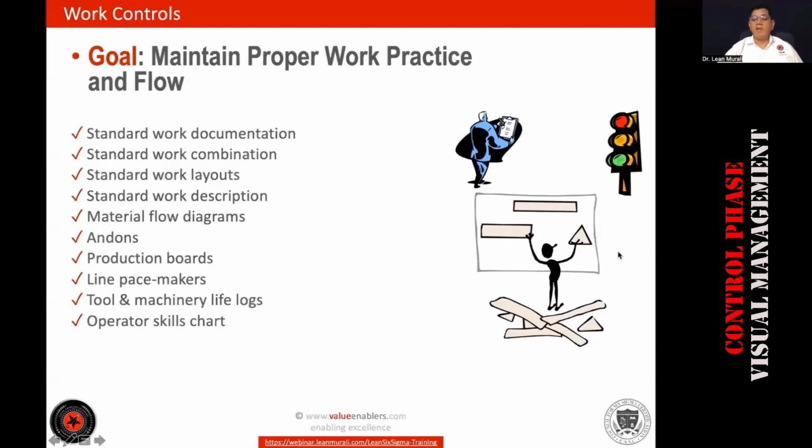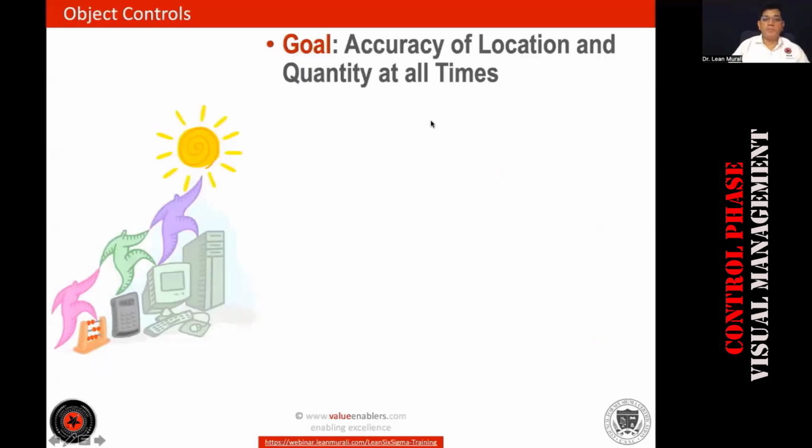If people can relate to this, type ICR, I can relate, in the chat box, if you are in the factory and if you've seen all this: job safety analysis and so on and so forth, lockout and tagout indicators and all this. So the goal is to maintain proper work practice and flow. If this is clear, on a scale of 1 to 10, please give me a 9 or 10. If the work controls are clear, let's move on to object controls.